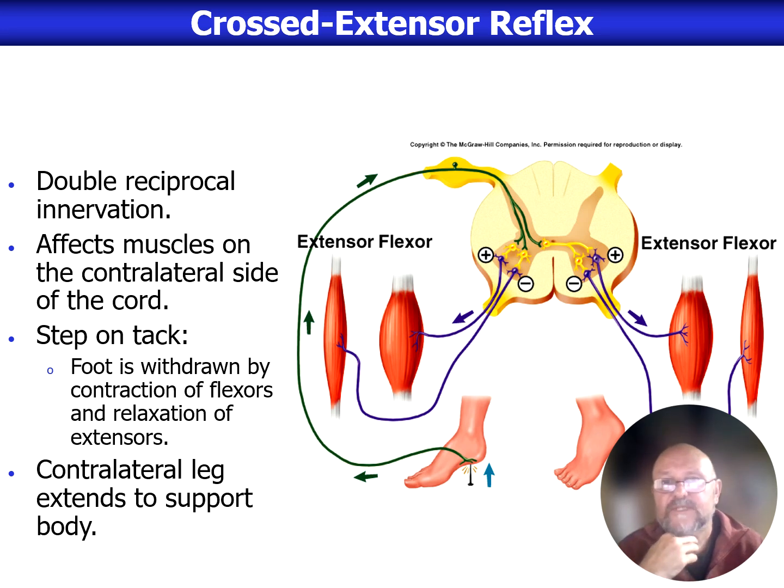Crossed extensor reflex, my personal favorite, because it saves me a number of times, because yes, I have an ability to stand on things which are sharp without shoes on. So this is obviously a much more complex reflex system, but it's double reciprocal. And the important thing is it's affecting muscles on the contralateral side of the spinal cord as well as the ipsilateral side, which is what we've shown so far.